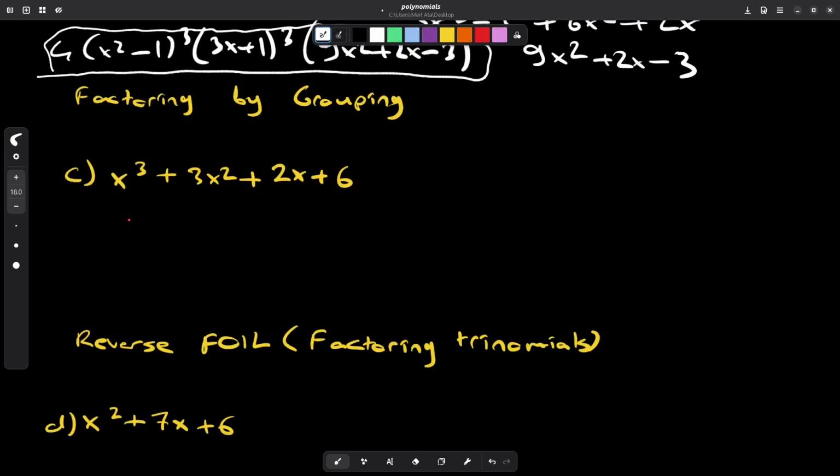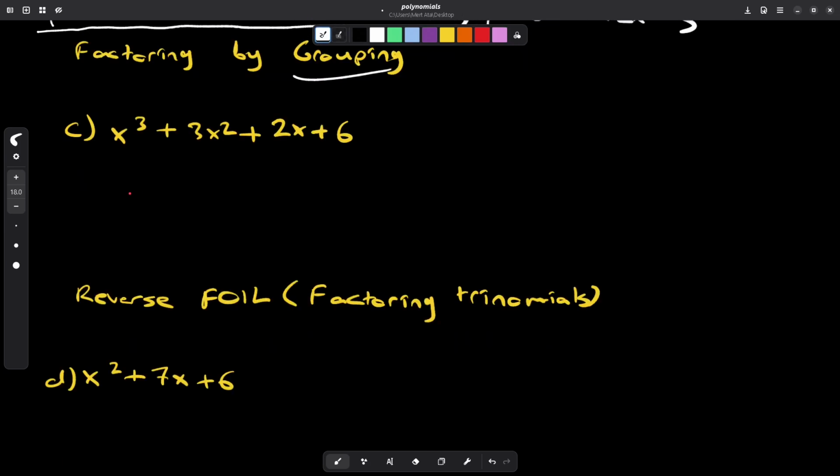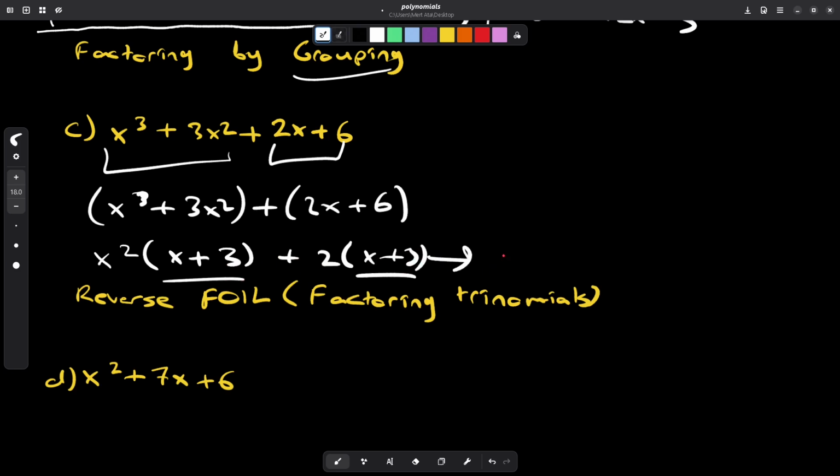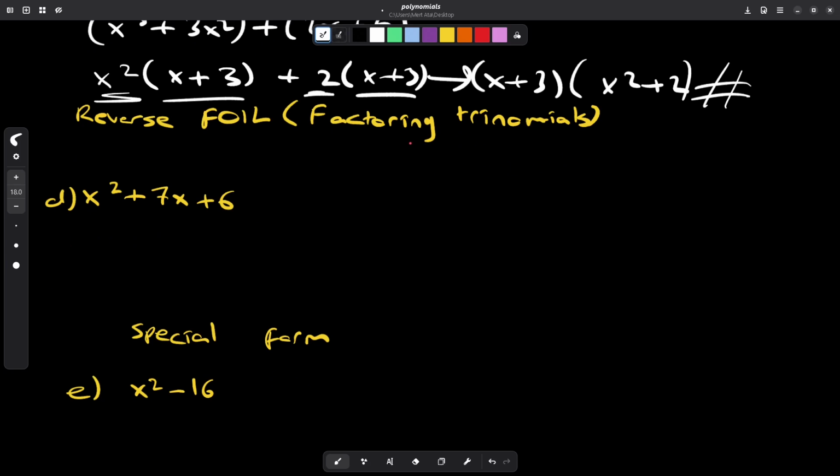Factoring by grouping. The idea is, as you can tell from the name, we will group things. For example, let's group these terms: x cubed plus 3x squared plus 2x plus 6. Now I want to see what I have in common. I have an x squared here. Factor out the x squared: x plus 3, plus, factor out the 2 from here: x plus 3. The x plus 3s are common. So x plus 3 multiplied with x squared plus 2, which is my answer.